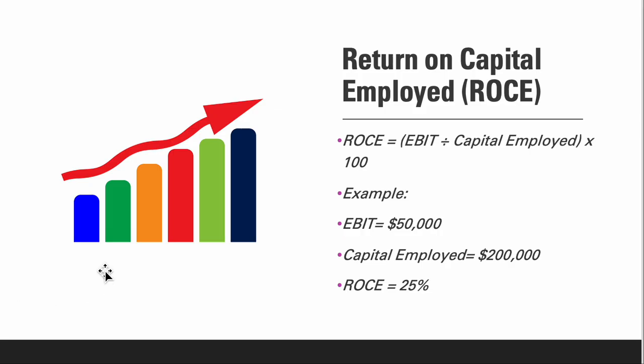Now, let's discuss return on capital employed or ROCE. ROCE measures a company's profitability and efficiency in using its capital. It's calculated as EBIT divided by capital employed. If a company has an EBIT of $50,000 and has $2 lakh in capital employed, then the ROCE would be 50,000 upon 2 lakh, that is 25%. This means that the company earns 25% return on its capital employed.